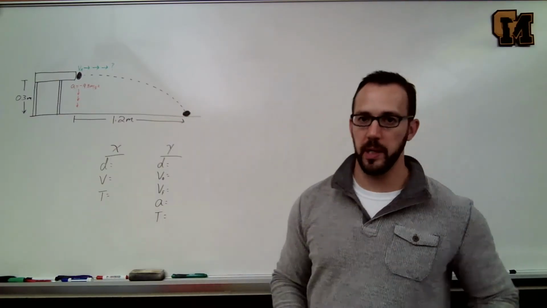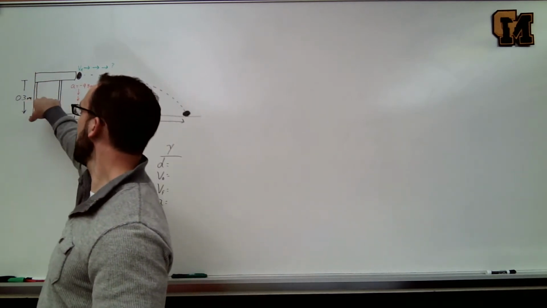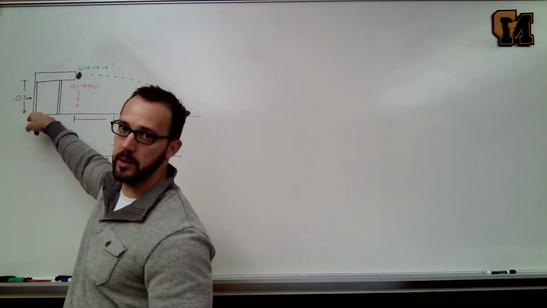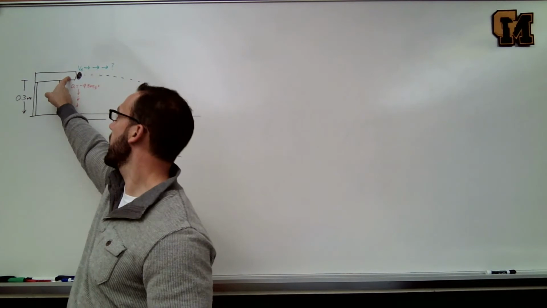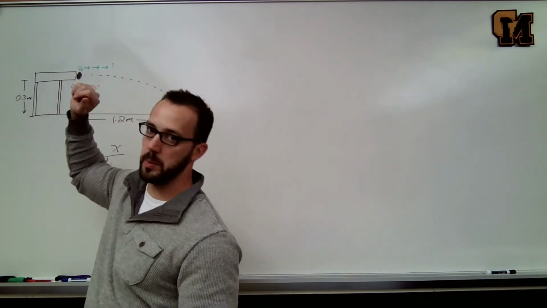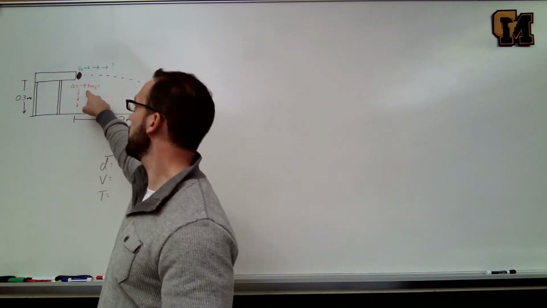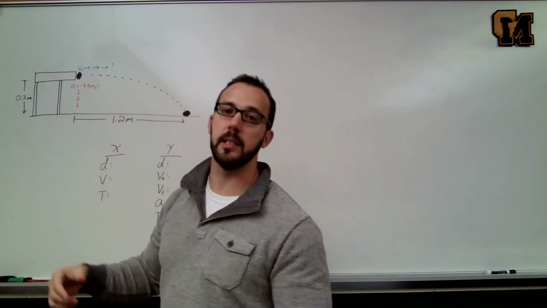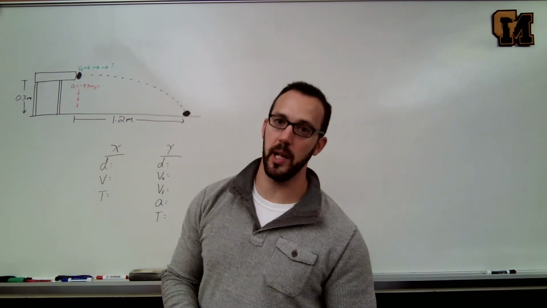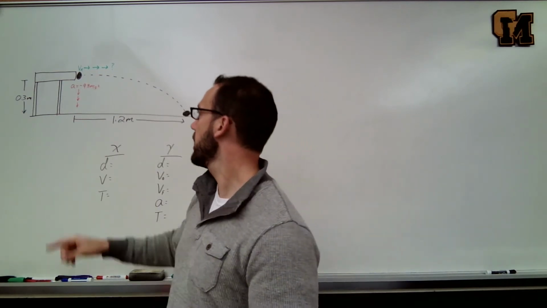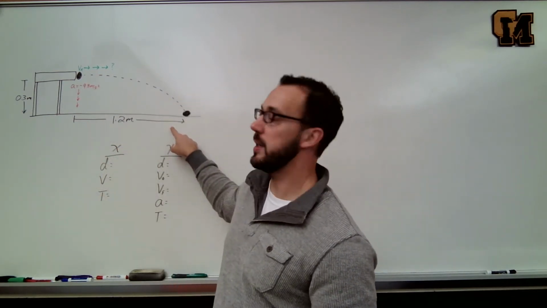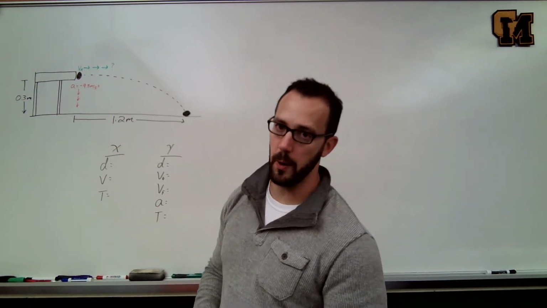As usual, we have our picture drawn. Here's our marble launcher. It's 0.3 meters above the ground. It's going to fire the marble horizontally with a particular velocity that we don't know. That's actually the question. And as always, everything in midair has an acceleration down, negative 9.8 meters per second squared. And it's going to land 1.2 meters away when it gets to the floor.